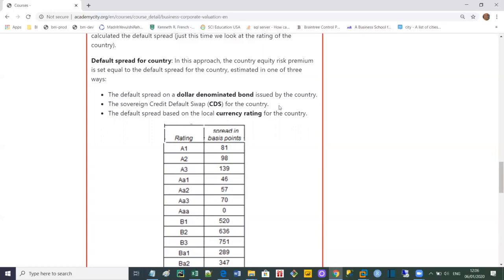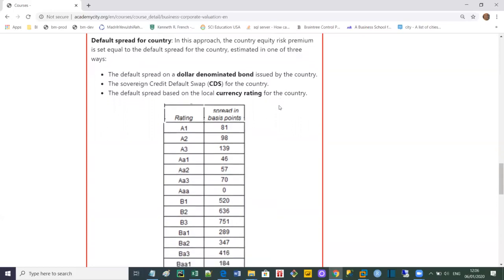That's a second method. For your paper, I will allow you, in fact I recommend it, to use the third method I'm going to mention. And the third method: I'm providing you an Excel file in which you have a rating of many countries. What you can do is see the country in which you are operating and see what rating that country has.